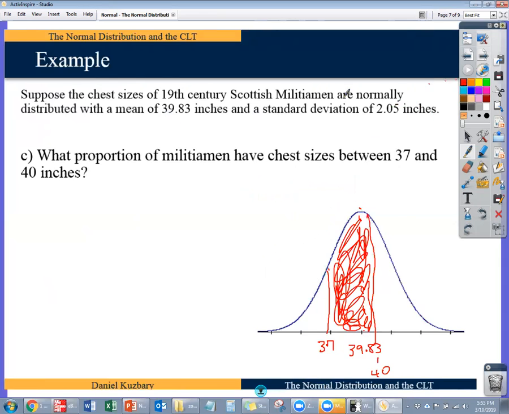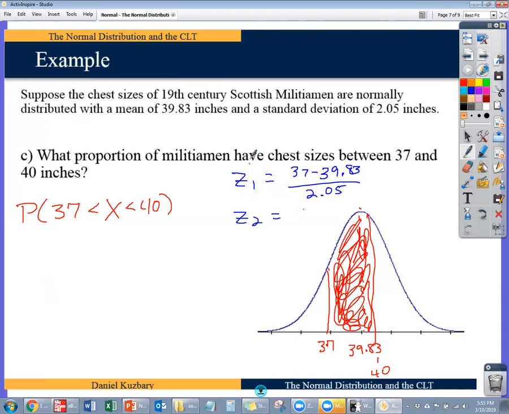So let's see. What I'm looking for, I'll call the probability that X is between 37 and 40. Since I have two values here, I need to go ahead and find two z-scores. So let me go ahead and find my two z-scores. Z1 is going to be 37 minus the mean over the standard deviation. Z2 is going to be 40 minus the mean over the standard deviation. And I'll do both of these really quickly.